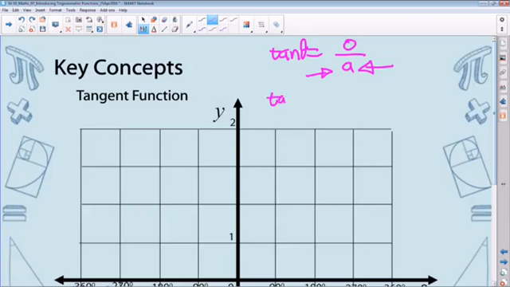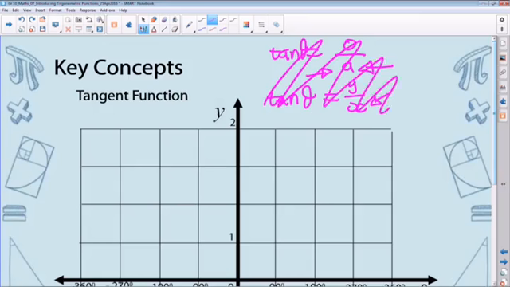Now, if we do it on the Cartesian plane, we would say tan of theta is equal to y over x. So that means x must never, never equal 0. But we're not doing it like that. Now we're looking at the value of the whole ratio versus the value of theta, where theta is the input.